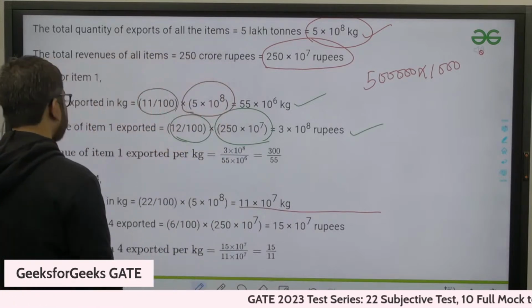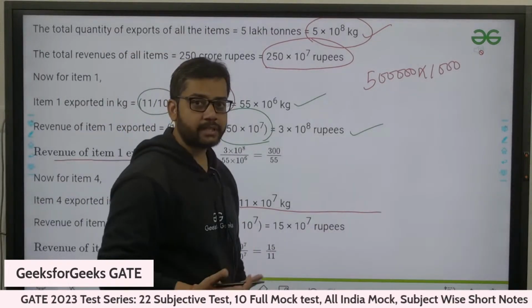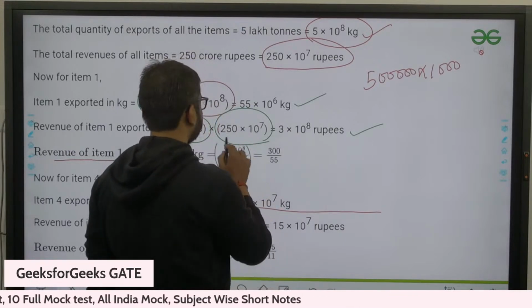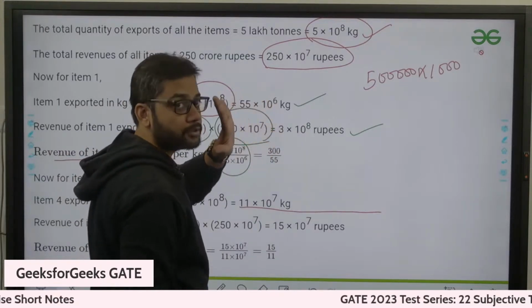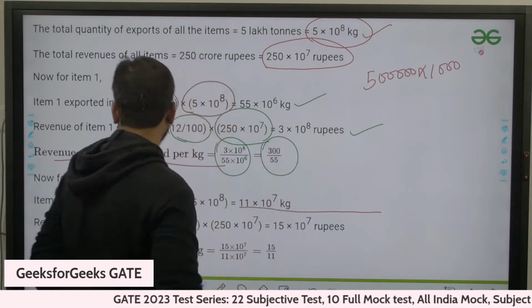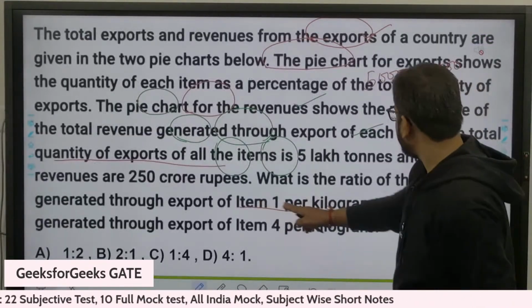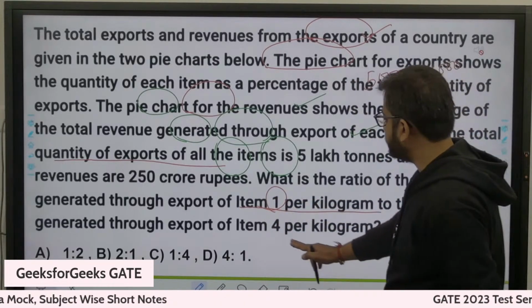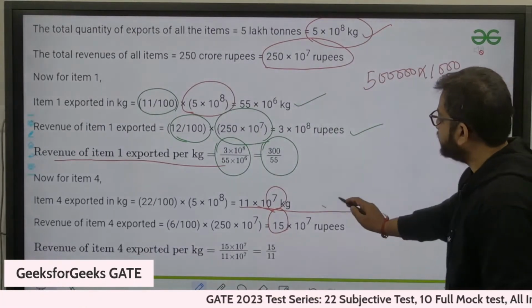Now what is the revenue of the export? Revenue basically, divide these two and we will get the revenue. After division, the revenue from the exported item is the price, and this is the total number of exports. This process you have to do for item 1, and the revenue generated for item 4, so the same process we have to repeat for item 4.